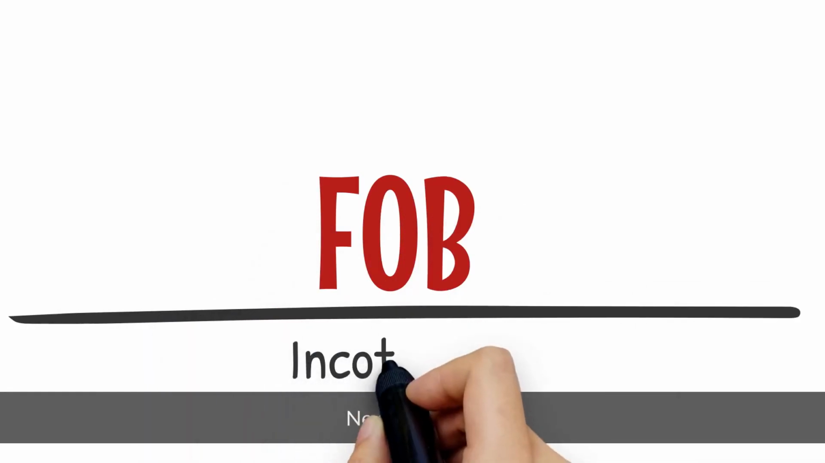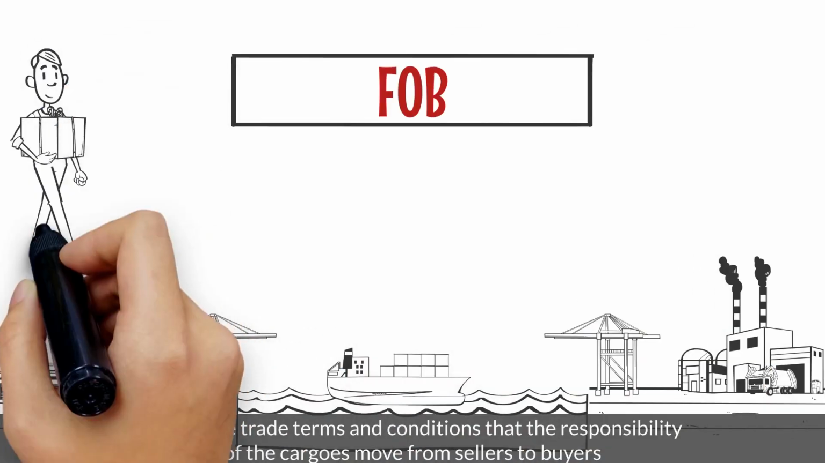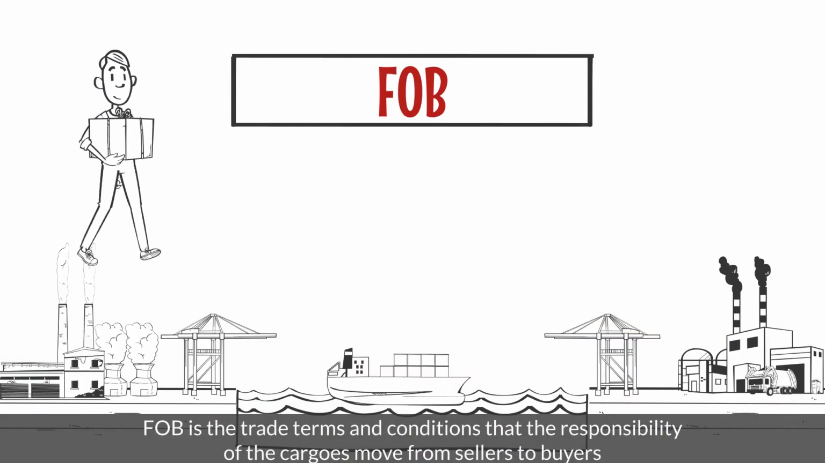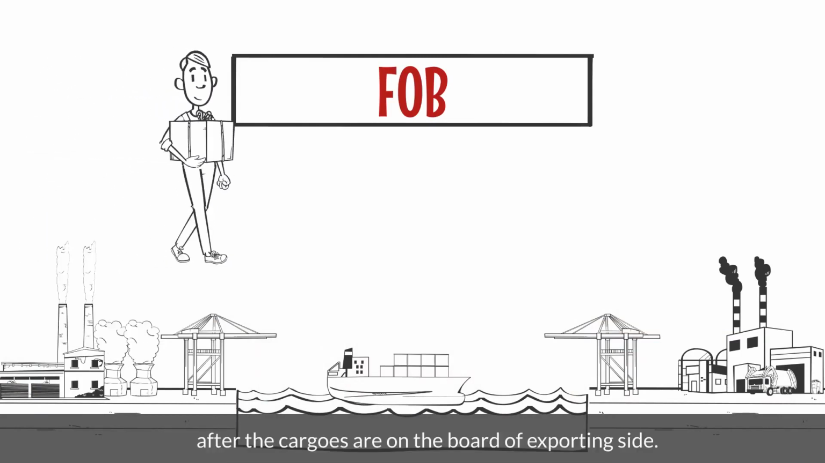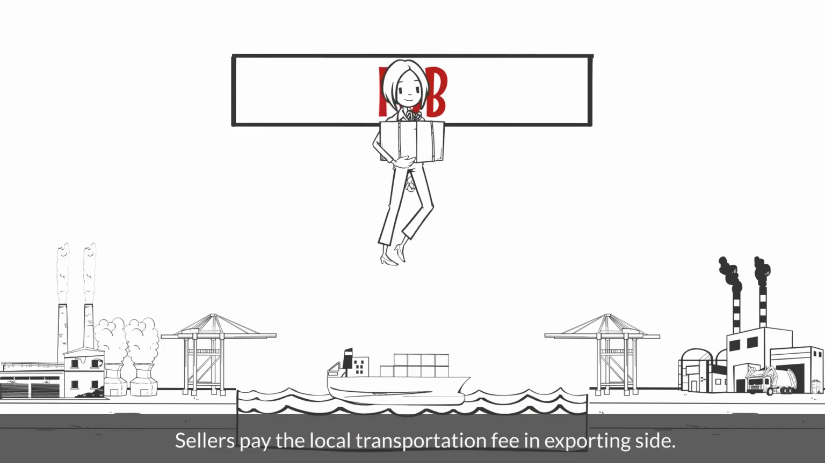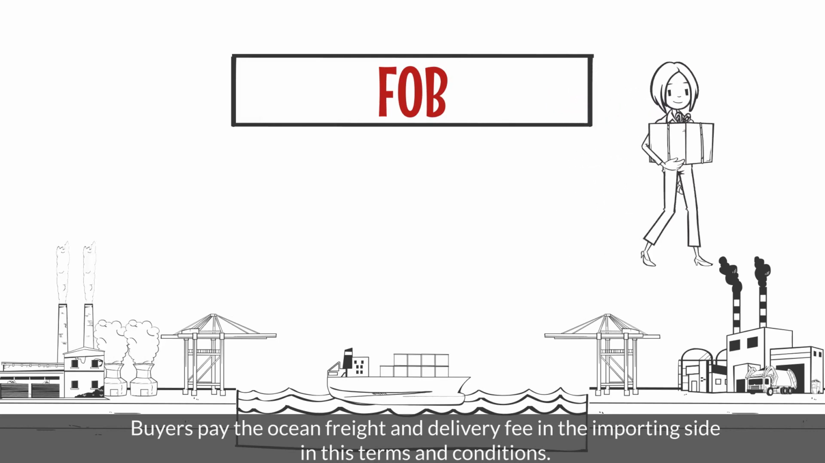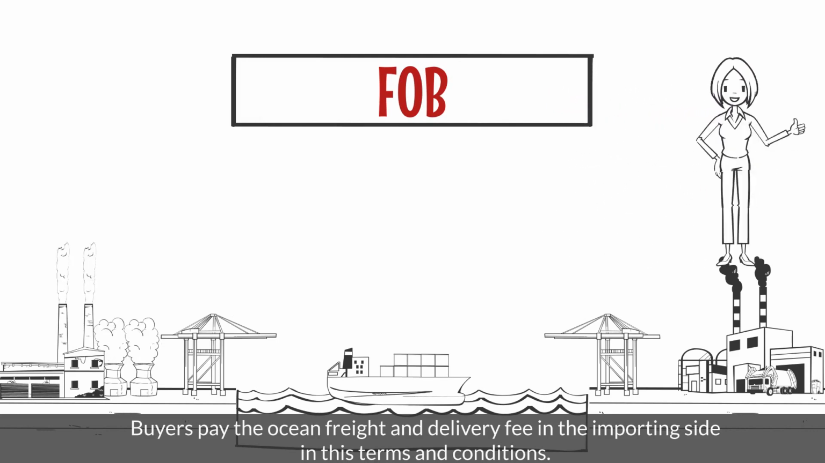Next, it's FOB. FOB is the trade term and condition in which the responsibility for the cargo moves from sellers to buyers after the cargo is on board at the exporting side. Sellers pay the local transportation fee on the exporting side. Buyers pay the ocean freight and the delivery fee on the importing side in this term and condition.